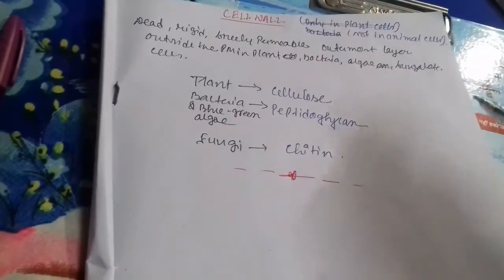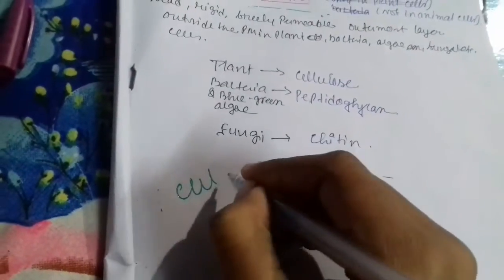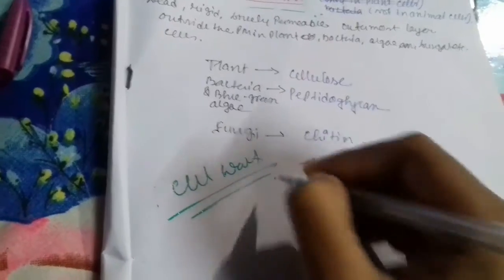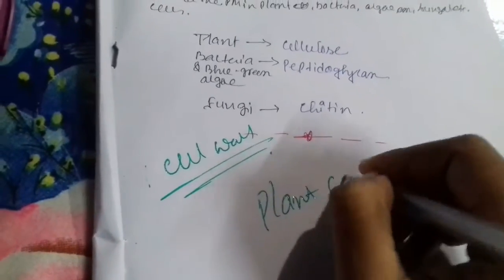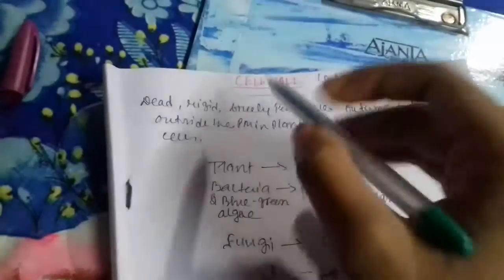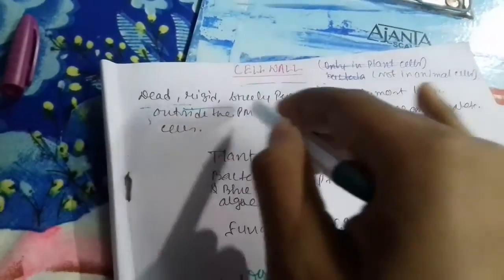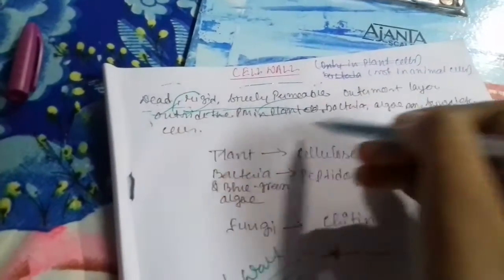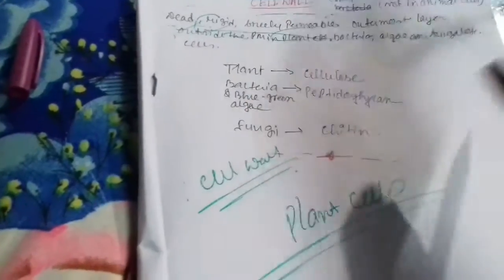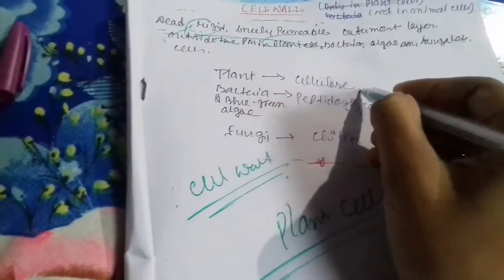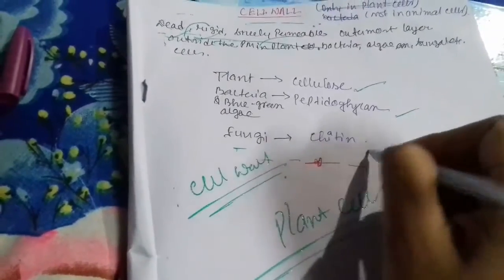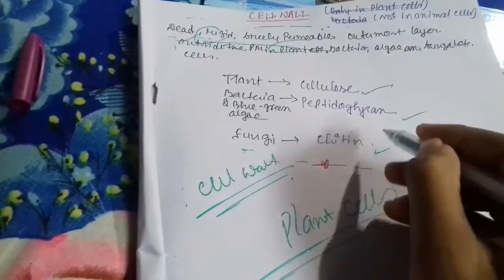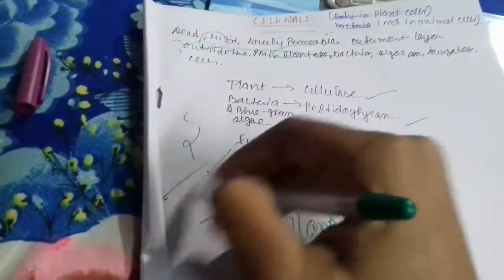Another thing present in the plant cell is the cell wall, only in plant cells. It is dead, rigid, freely permeable, the outermost layer in plants, bacteria, algae, fungi, etc. In plants it is made of cellulose. In bacteria and blue-green algae, it is made of peptidoglycan, and in fungi it is made of chitin. So the cell wall is not present in animal cells.